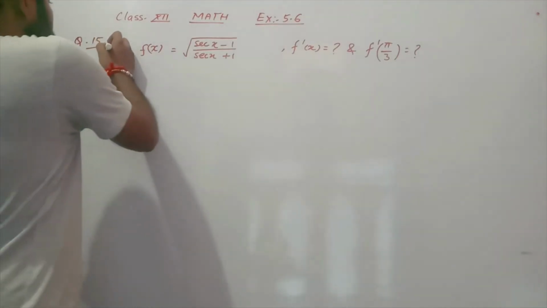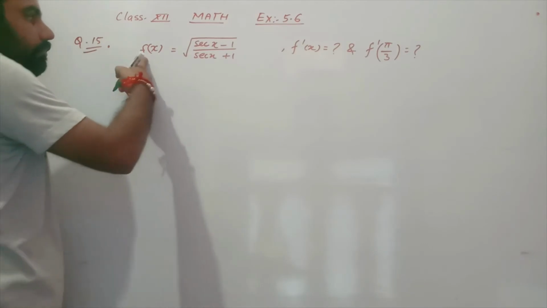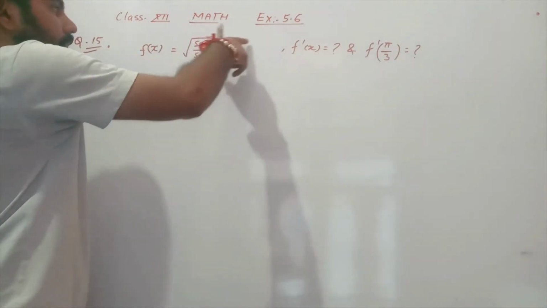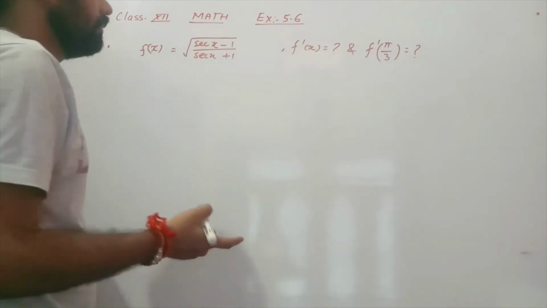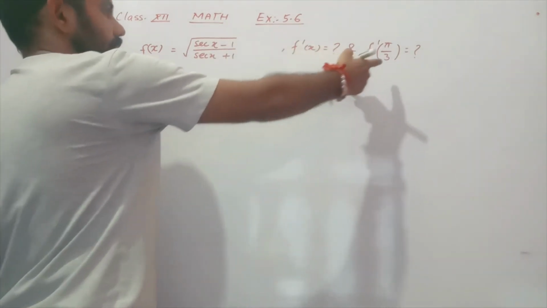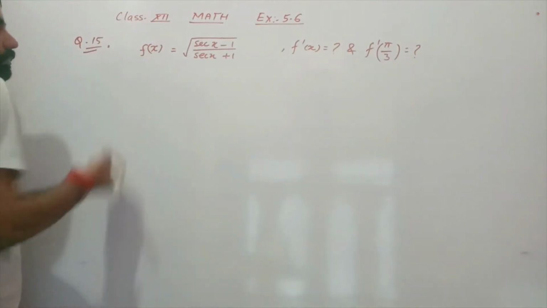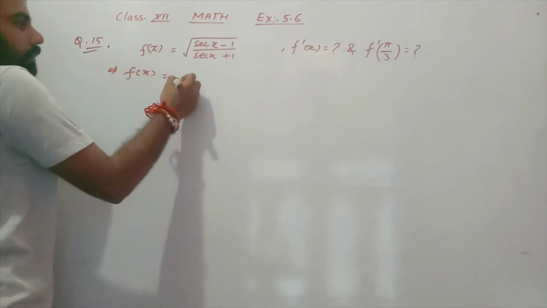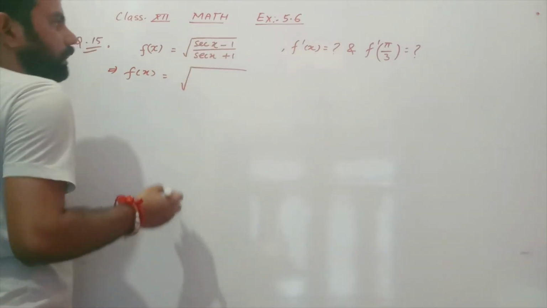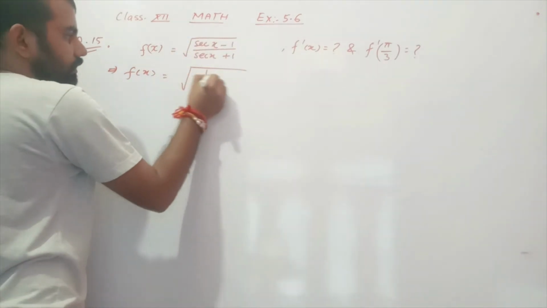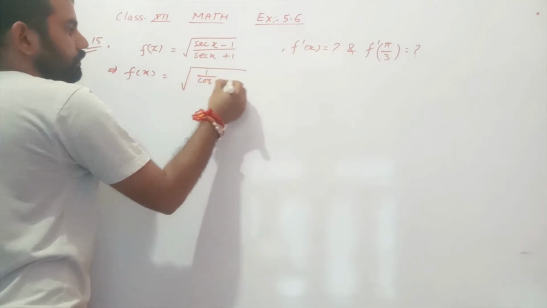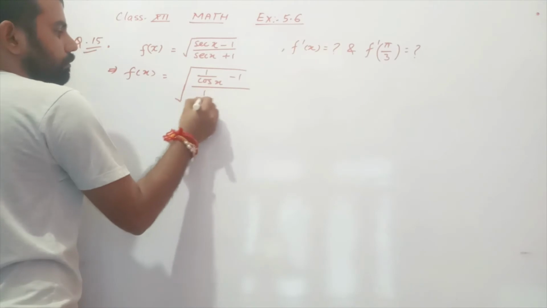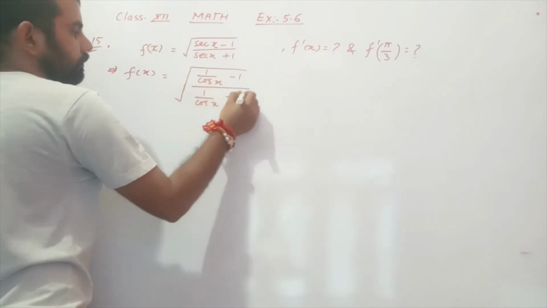Next question is question number 15. If fx is equal to square root of sec x minus 1 upon sec x plus 1, find the value of f dash x and f dash pi by 3. So firstly we will simplify the given function. Change sec x into 1 upon cos x. This will be 1 upon cos x minus 1 upon 1 upon cos x plus 1.